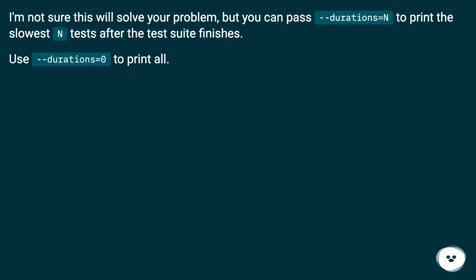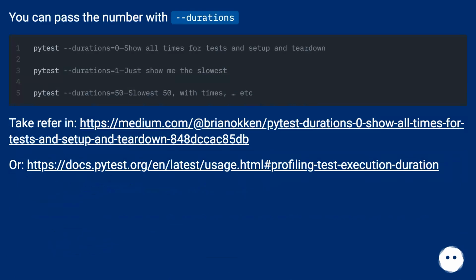I'm not sure this will solve your problem, but you can pass --durations=n to print the slowest n tests after the test suite finishes. Use --durations=0 to print all. You can pass the number with --durations.